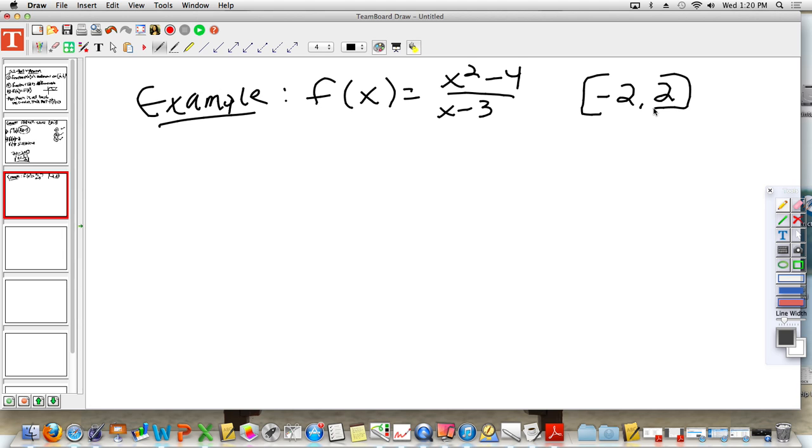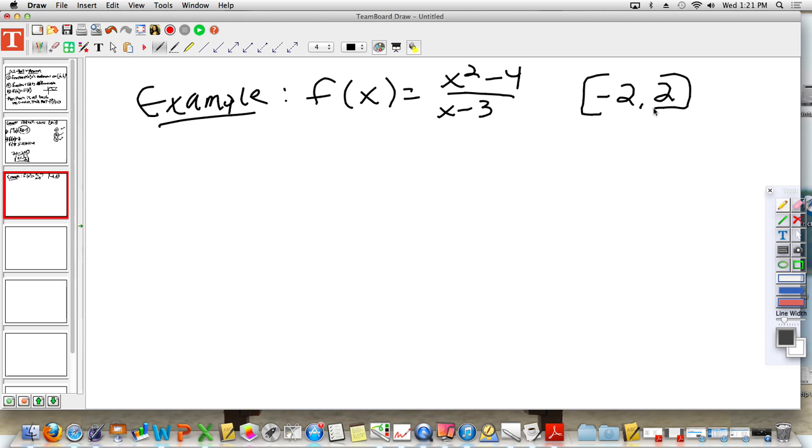f of x equals x squared minus 4 over x minus 3, over the interval -2, 2. So, does situation 1 occur? Is it continuous? Is it going to be a continuous graph? What makes this not continuous? You can't divide by 0. Yeah, we've got a 3 here on the bottom, and 3 minus 3 would get us a 0 on the bottom. Why is it not a problem in this problem, though?